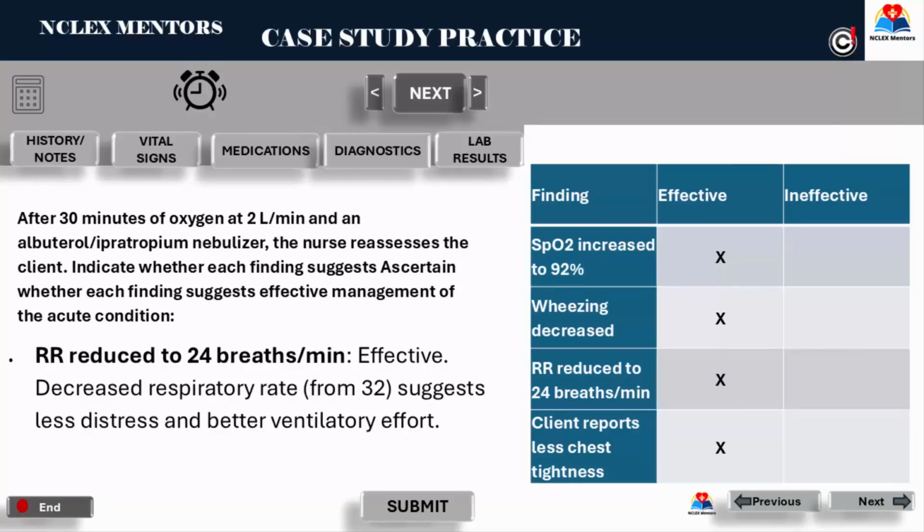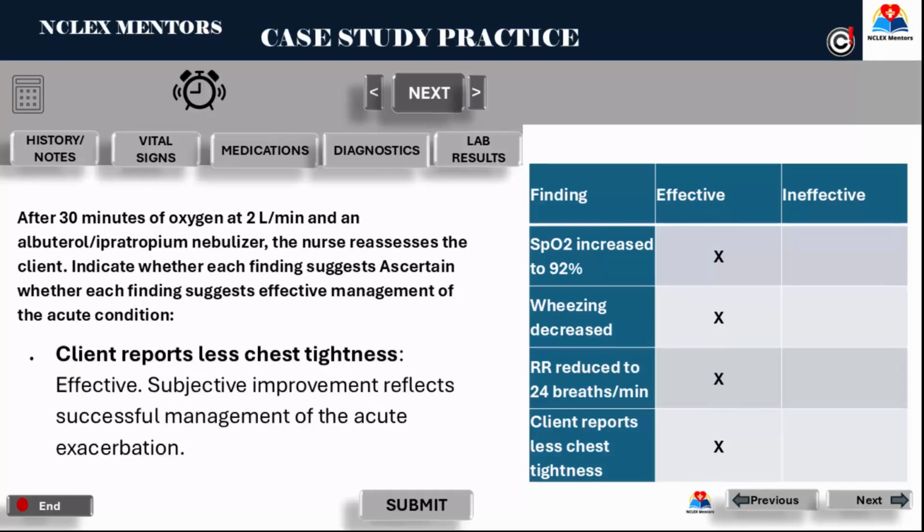effective. A decrease in respiratory rate from 32 to 24 signals improved breathing efficiency and less distress. Client reports less chest tightness, effective. This subjective improvement confirms that treatment is working to reduce airway obstruction and discomfort. All 4 outcomes indicate that the interventions have been successful. When assessing outcomes, remember to look for improved oxygenation, decreased respiratory effort, and relief of symptoms. These are your key signs that care is effective.